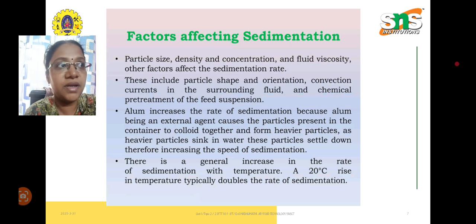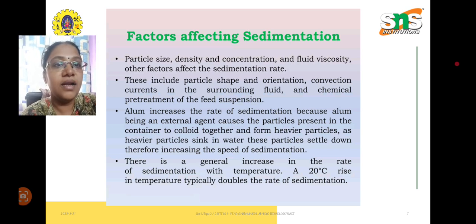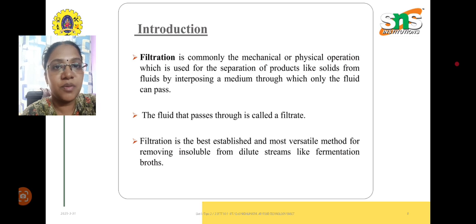For example, if the suspension is not water, or if it contains any chemical substances, then based on that only the particles present in the solution will react. There is a general increase in the rate of sedimentation with an increase in temperature. Typically, a 20-degree rise in temperature will double the rate of sedimentation. So this is about sedimentation.